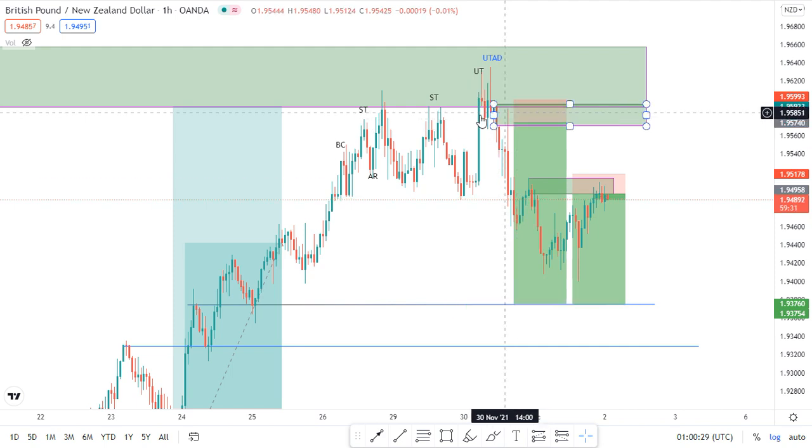So I put my limits here. I put many limits, many limits, because I was confident. Because what? The market hit my 4 hour order block. The market created the wyckoff. The market created another rally. If you can see here, this was a rally.